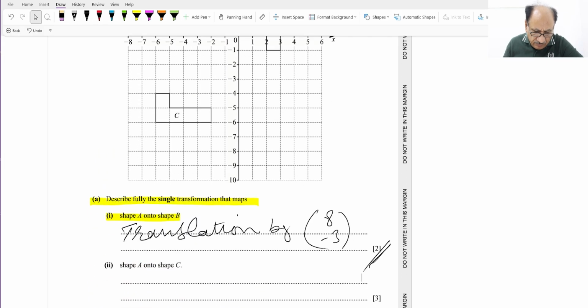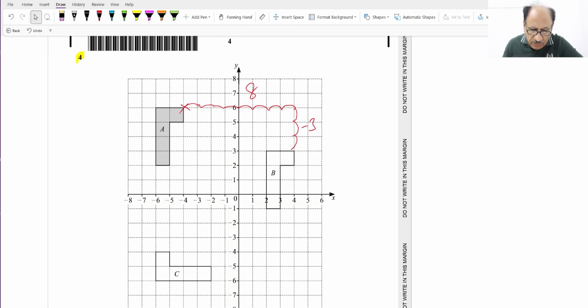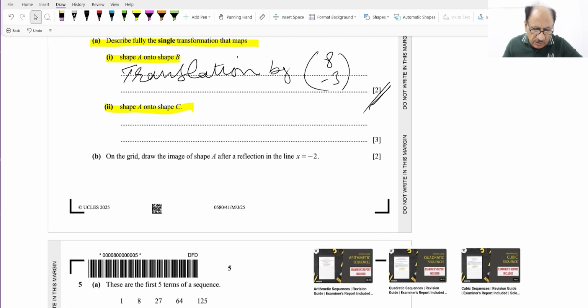Further, shape A onto C. So shape A onto C, we will have to check this one. About the origin, I will draw a line, for example, from the origin, and similarly, we can join the respective vertices over here, and we can see this is 90 degrees and this one is anti-clockwise about the origin. So we can write this as rotation 90 degrees anti-clockwise.